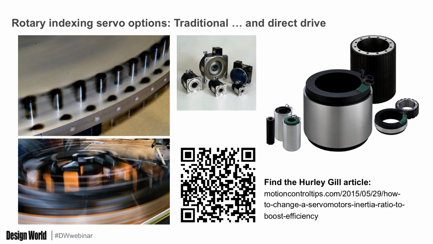So the article goes on to explain how super dynamic indexing sometimes benefits from a higher than you might expect inertia ratio, something like 8:1, for example. So check it out. Next slide.